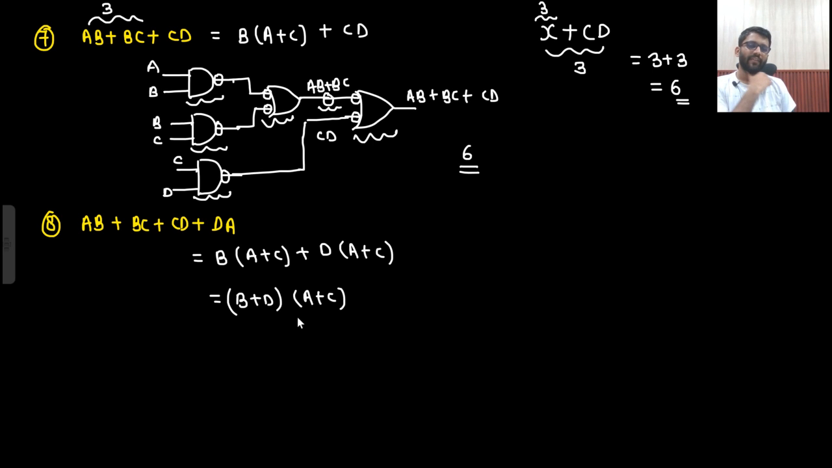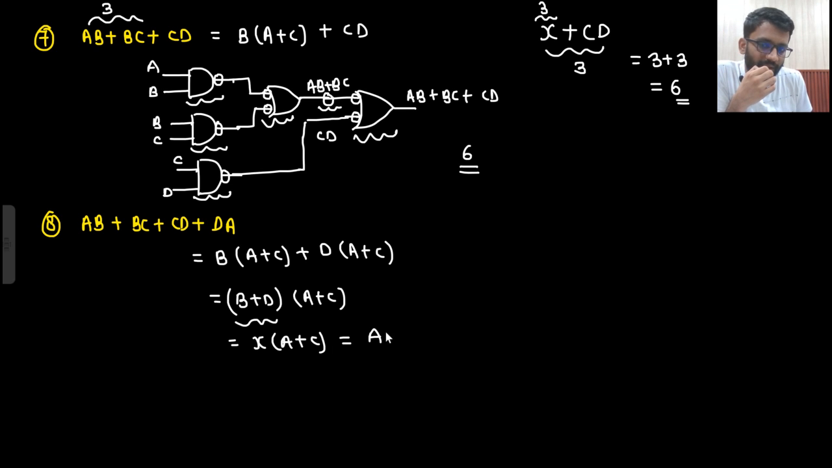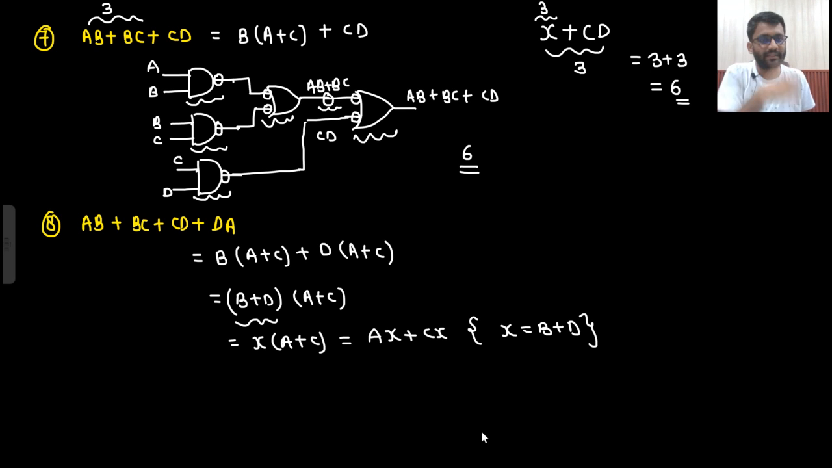Now very interesting thing I will observe here. What is that? If I assume B plus D as X, then X into A plus C. So what I need to implement? AX plus CX, where X is B plus D. How much this will require? 3. And how much this will require? This is an OR gate only. This will also require 3. So 3 plus 3, total answer will be 6.